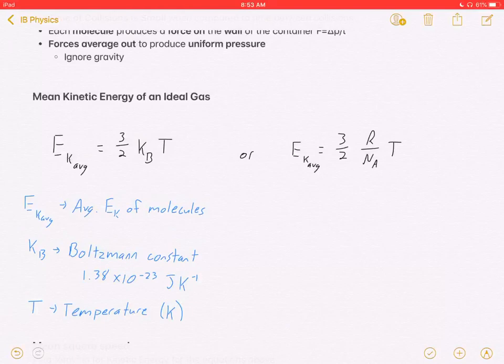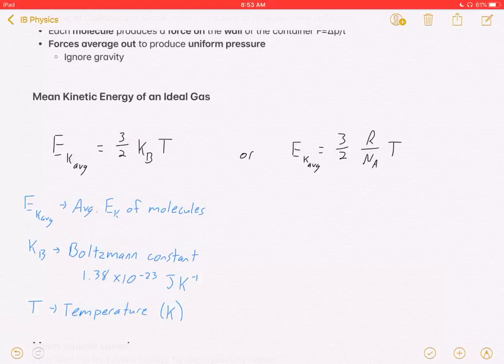You probably have never seen this. Now, remember the definition of temperature. Temperature is the average kinetic energy of a group of molecules. Keyword emphasis on average.